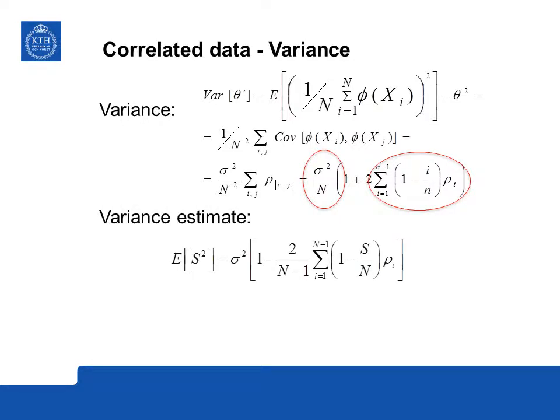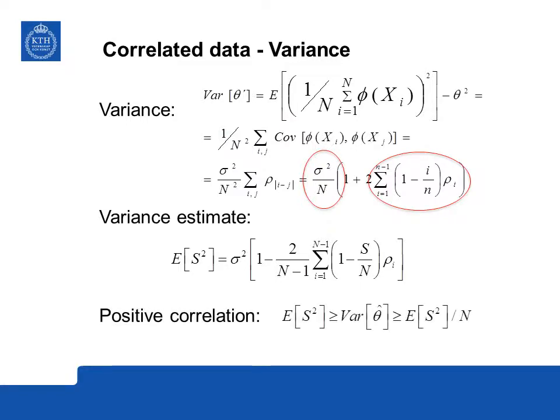So we can do the same thing for the variance estimate. It looks like this. This is a sample variance estimate. This is how we compute it. And it's not so easy to see exactly what this computes to. It's a complicated expression, but we can see that for the positive correlation case, we can definitely say that the variance of theta hat can never be smaller than the uncorrelated case, which is the right-hand side, the expectation of s squared divided by n.